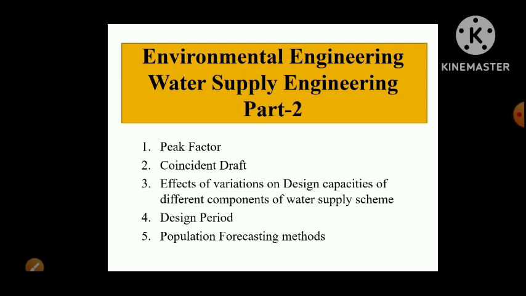That is, which component works on which type of variation, whether a component like the distribution pipe or the pumping station works on the maximum daily demand or the maximum hourly demand. All these will be covered in point number 3. The fourth one is design period, and the last is population forecasting methods. So let's start the chapter.